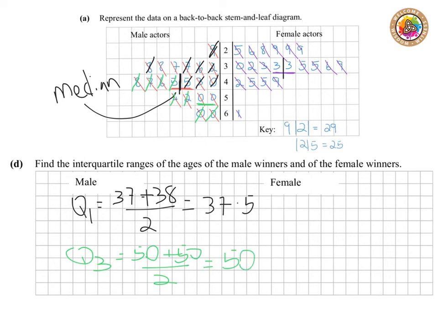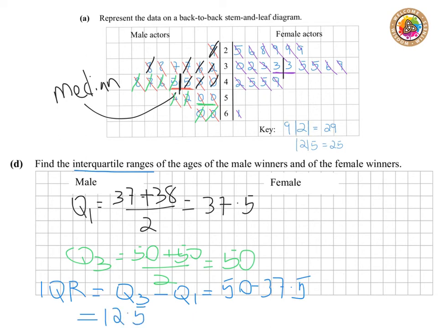So I can see here then my interquartile range is going to be equal to Q3 minus Q1, which is 50 minus 37.5, which is an interquartile range of 12.5. Okay, now they ask us to do the same for the female winners. So pause the video and see, do you calculate the same interquartile range that I do? Just do it for yourselves quickly now.